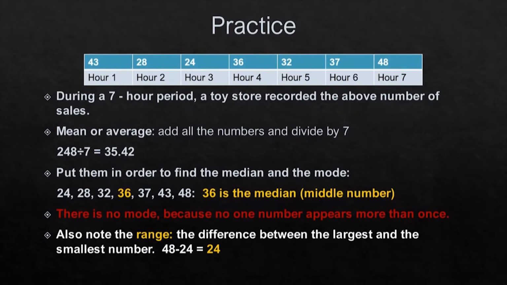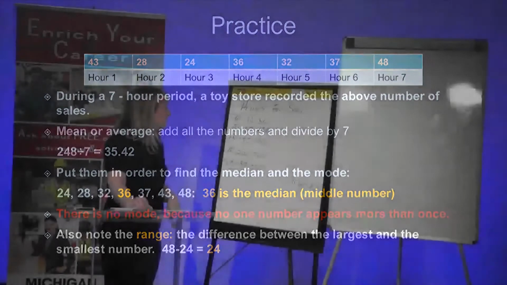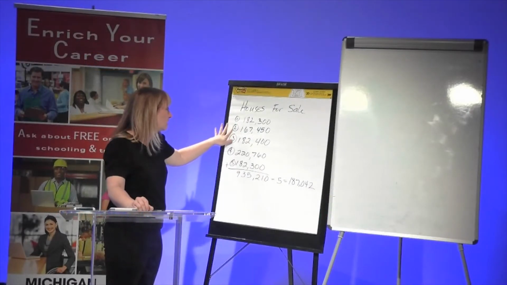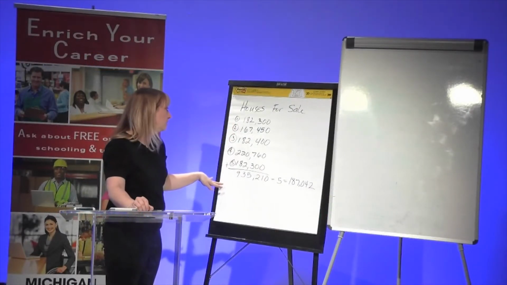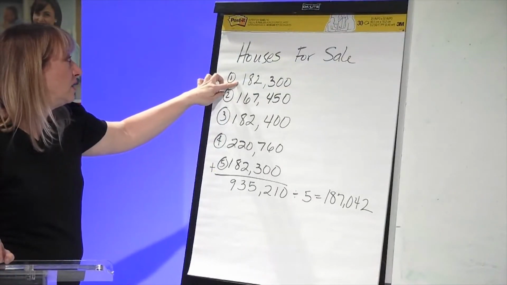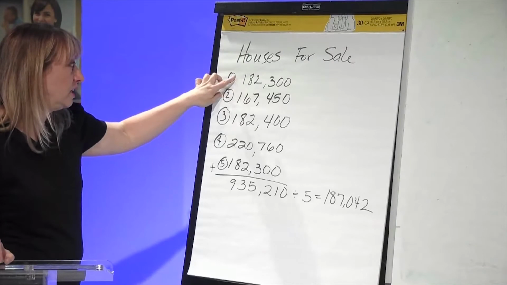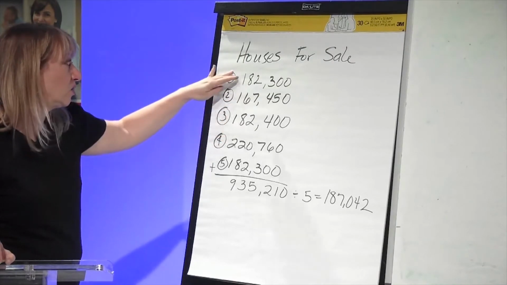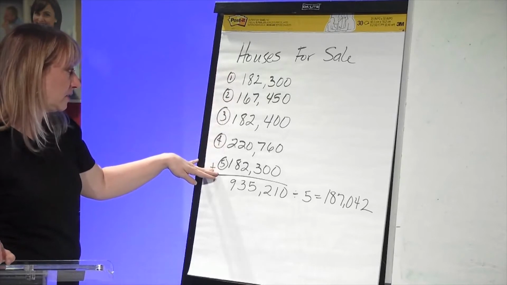Now we're going to look at another example on the board. So here you have some houses that are for sale. You're looking at the cost, and you're visiting 5 different houses, and these are what they're asking. So you have 182,300, 167,450, and so on. So 5 different prices.